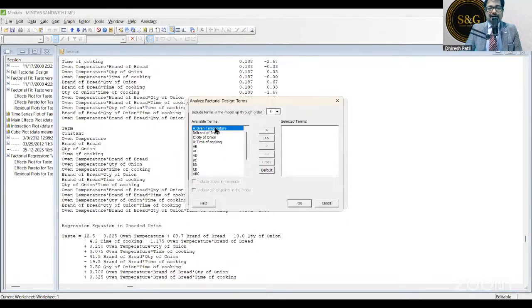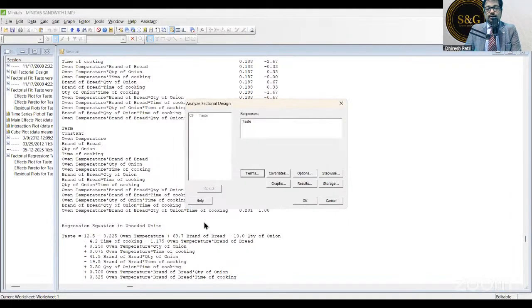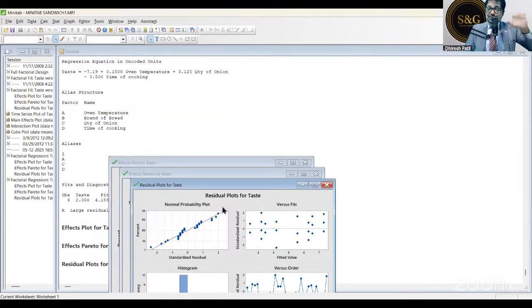So double click on A. It will get selected. Double click on C. It will get selected. Double click on D. It will get selected. Only select these three. That's it. A, C and D, and click on OK. And now you click on OK again, because then you have dropped the rest of the terms.